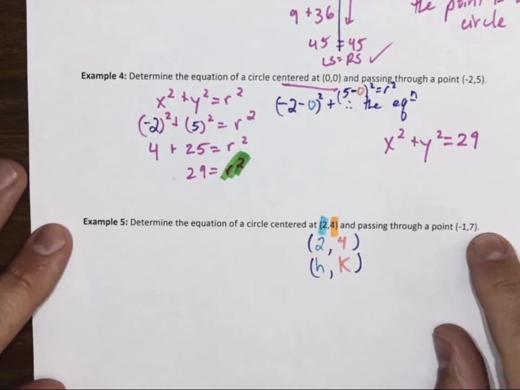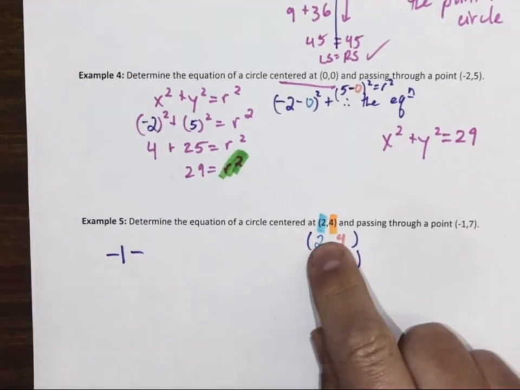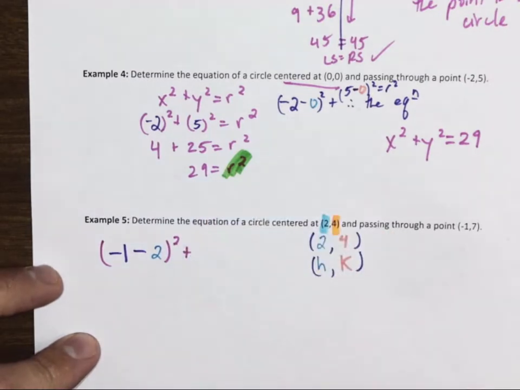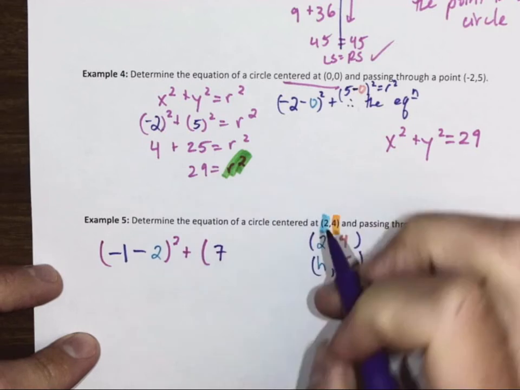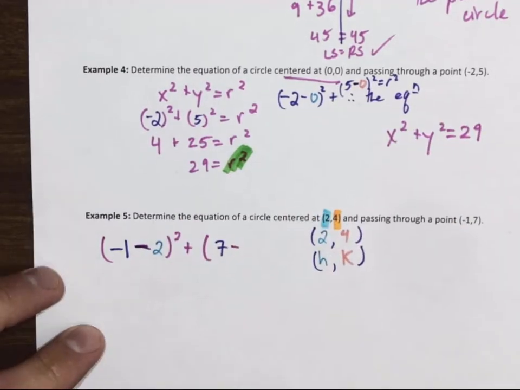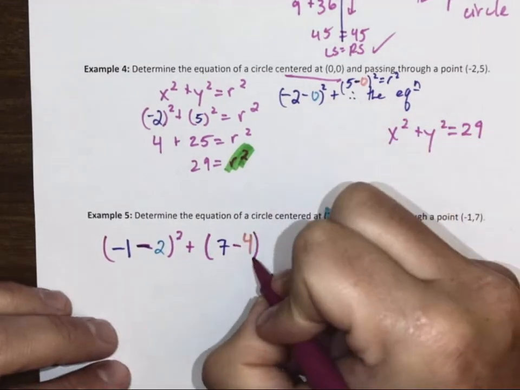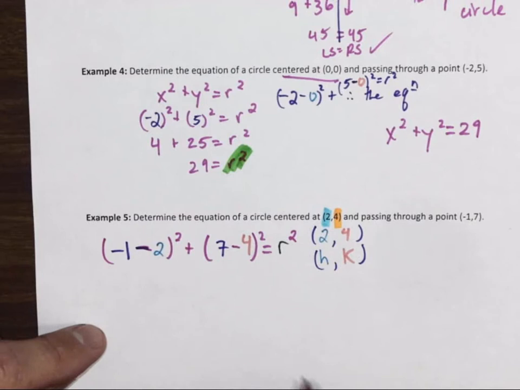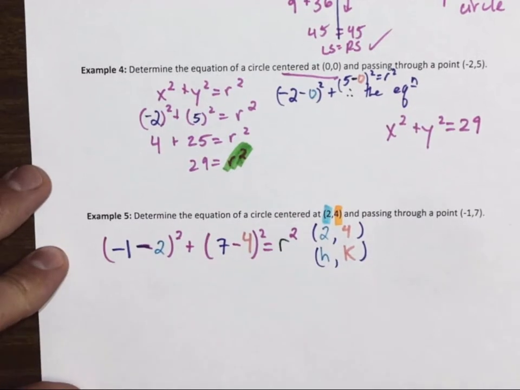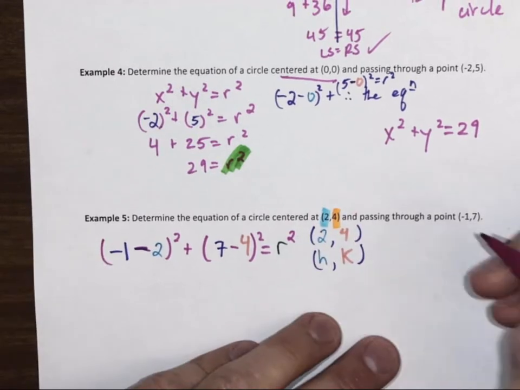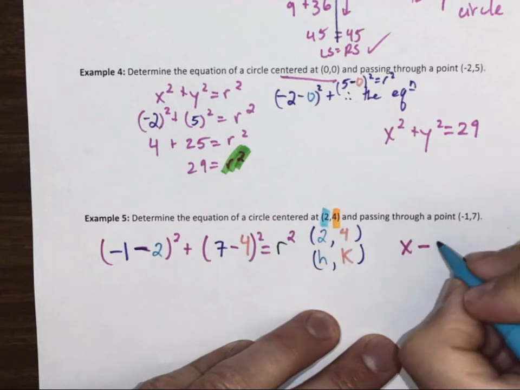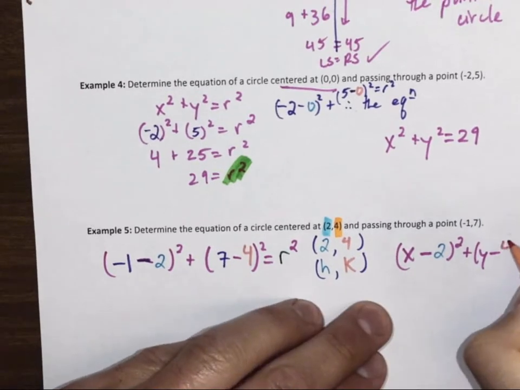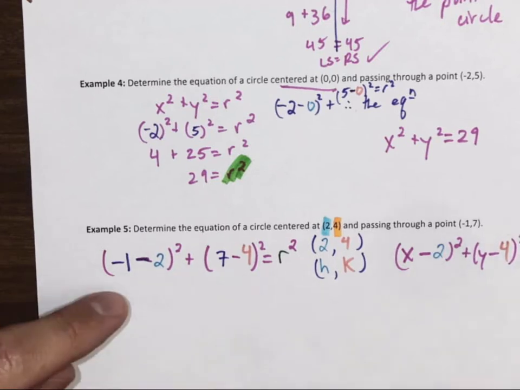So if it passes through the point -1, 7, we have x minus h all squared plus y, and that minus is our default, so minus k all squared equals our radius squared. So if we need the equation, we want to find what does that all equal. No matter what, because it starts at that point, our equation is still going to be x minus h, and we have a value for h, 2, squared plus y minus our value for k, 4, all squared is going to be our radius squared, and that's what we're trying to determine.